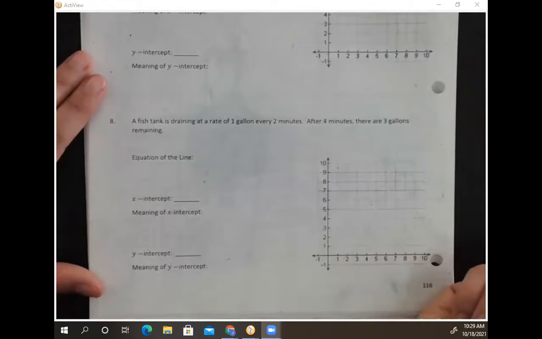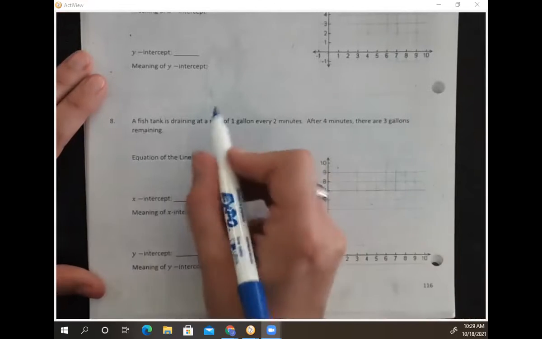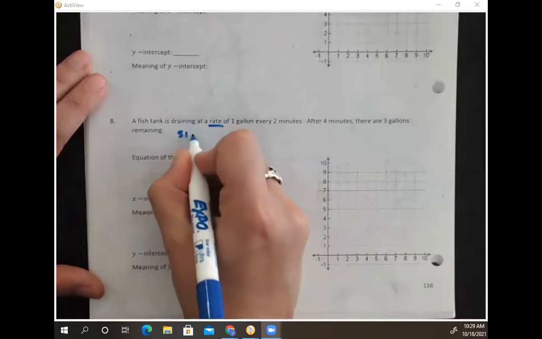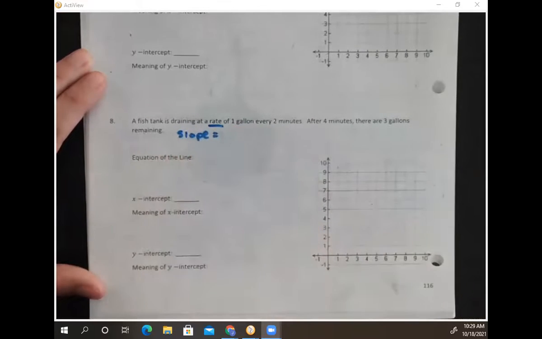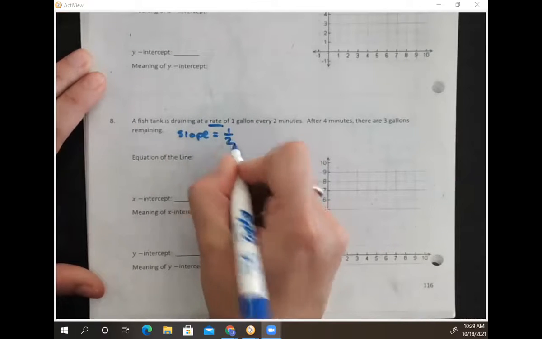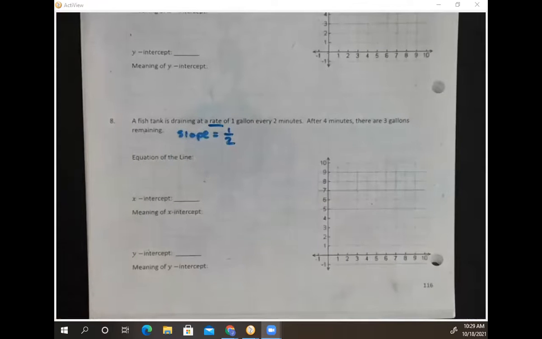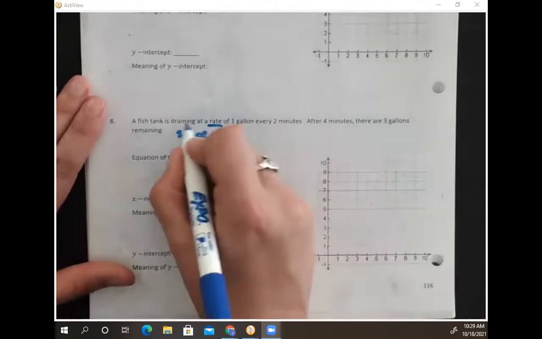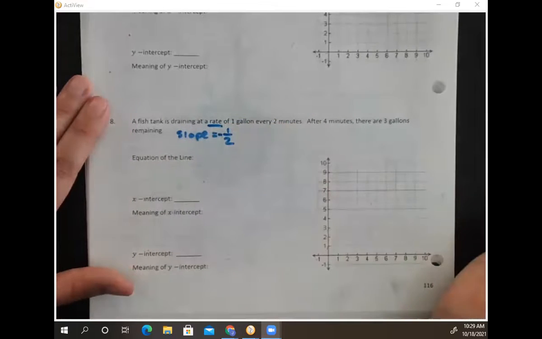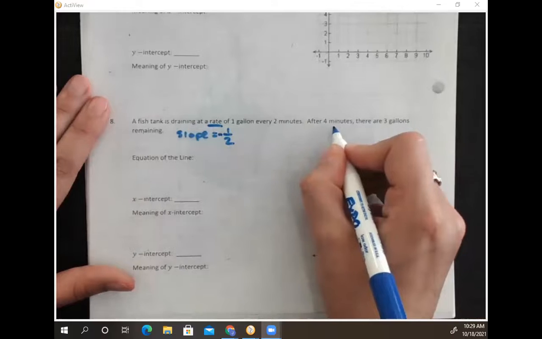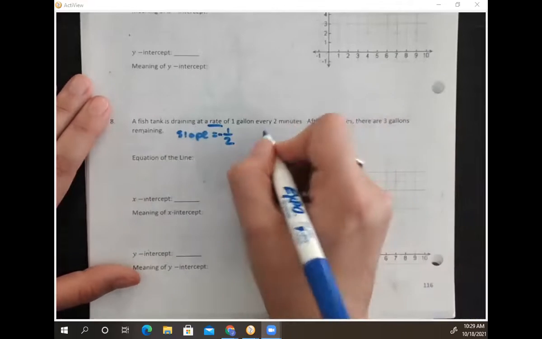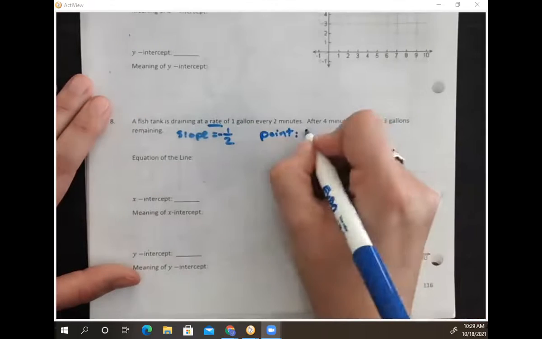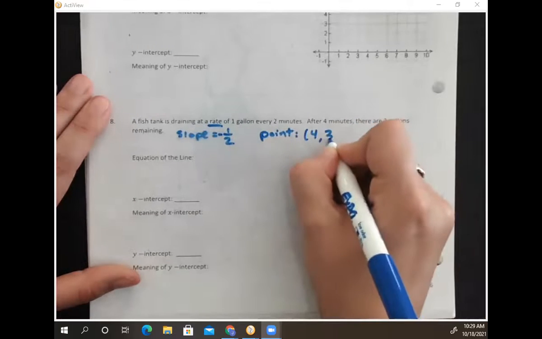The fish tank is draining at a rate of 1 gallon every 2 minutes. Rate is a slope. So I know my slope would be 1 gallon every 2 minutes. And since we're draining, I want that slope to be negative. And then after 4 minutes, there are 3 gallons remaining. That's a point.